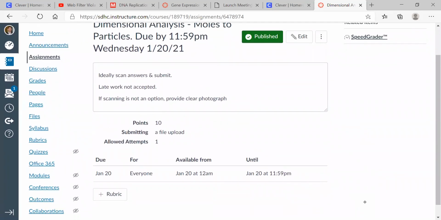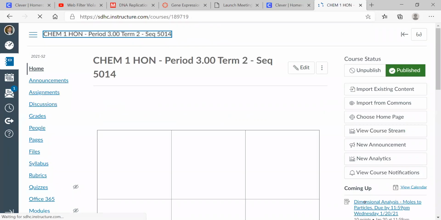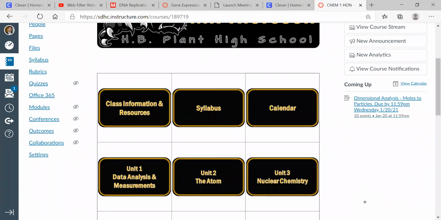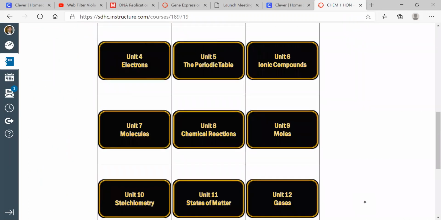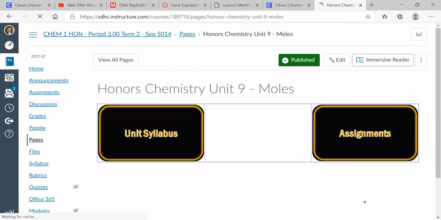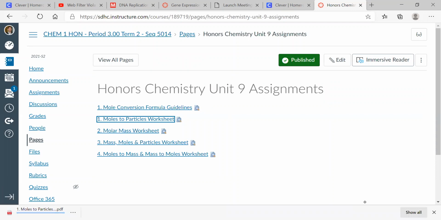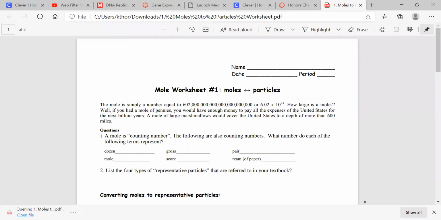All right. If I go to, let's see, homepage, I guess I left that out. I'll fix that. It's not on the assignment, the worksheet, but I'll fix that. Let's go here. Assignments. There we go. Okay. Moles to particles worksheets. Perfect. There's your worksheet.